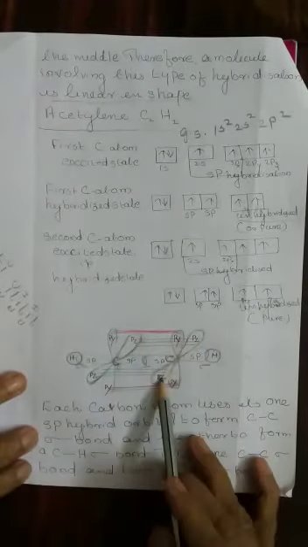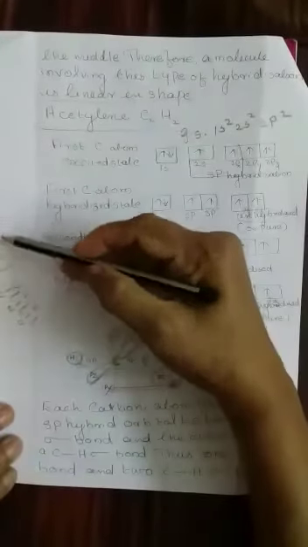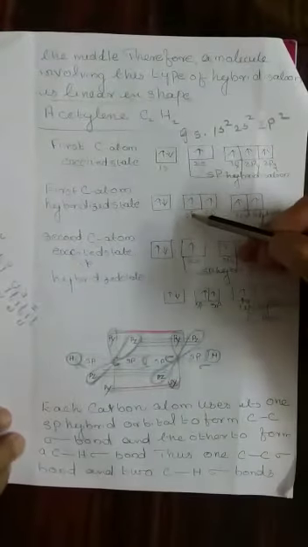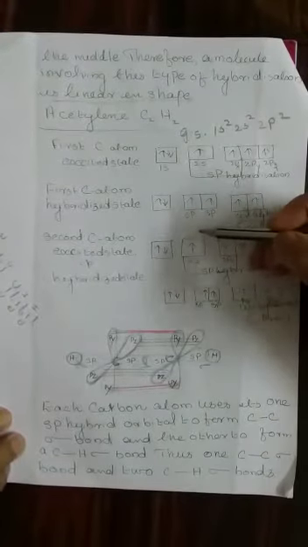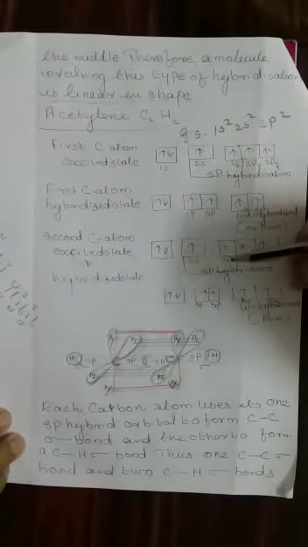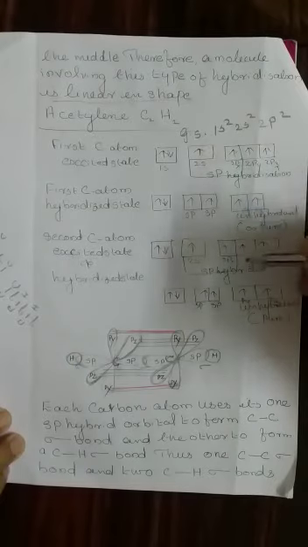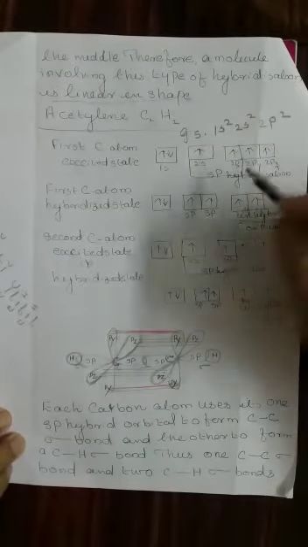Next one, pz: sidewise overlap, resulting in the formation of another carbon-carbon pi bond. These are all the bonds formed. For the examination, the question model is: explain the type of hybridization in acetylene and explain how many sigma bonds and how many pi bonds, with the help of the diagram.